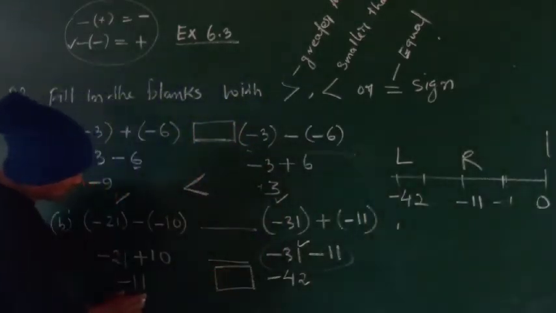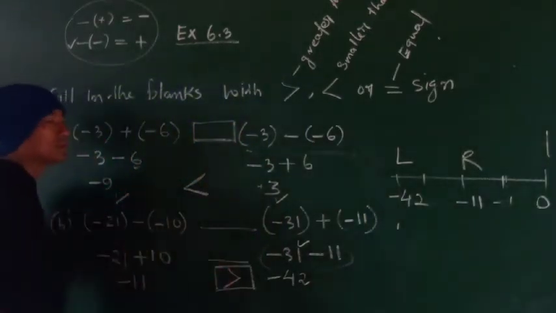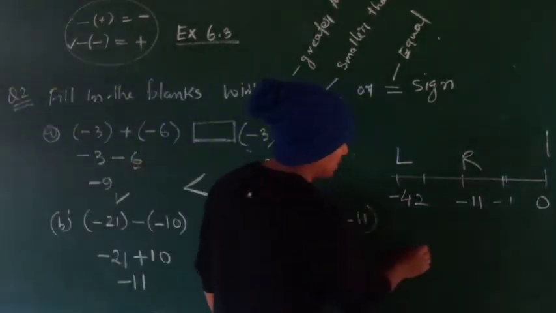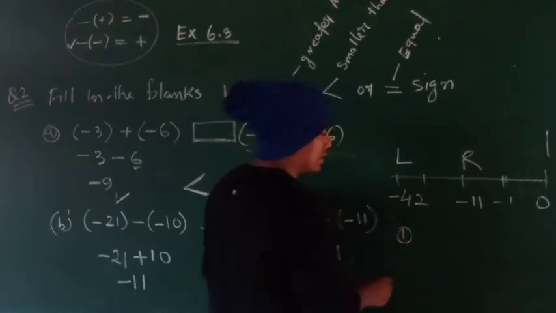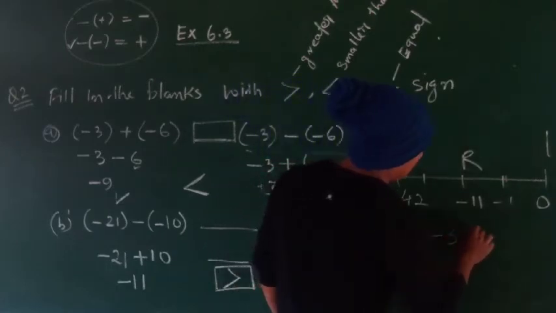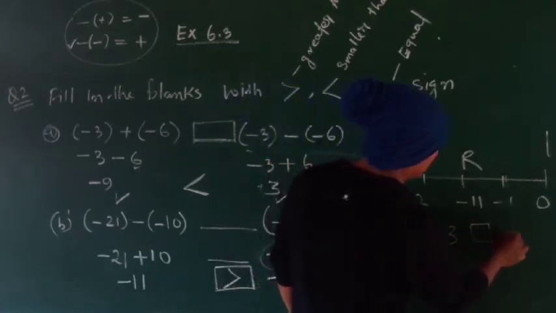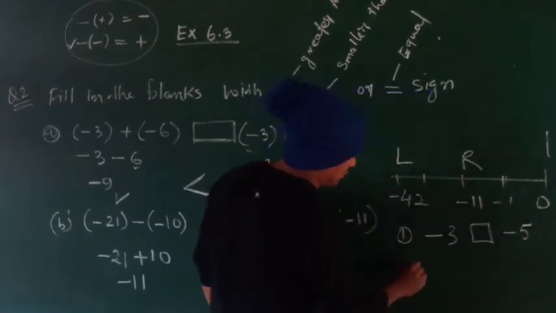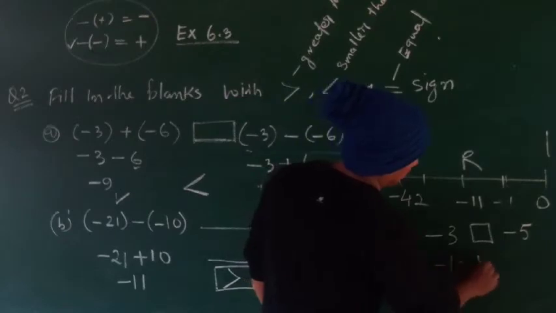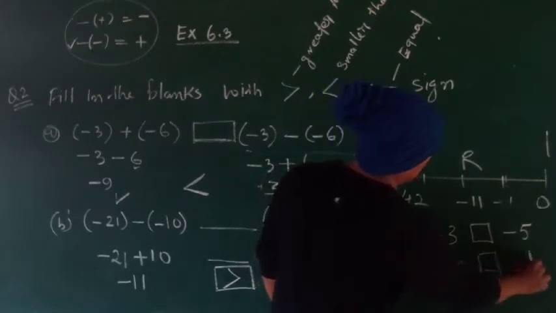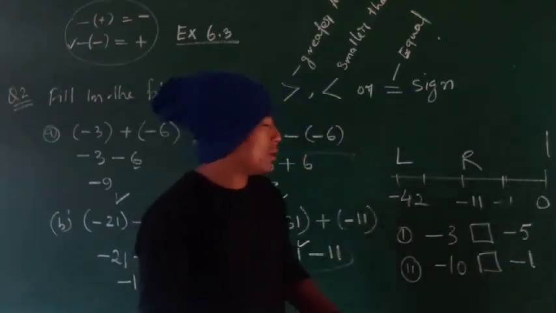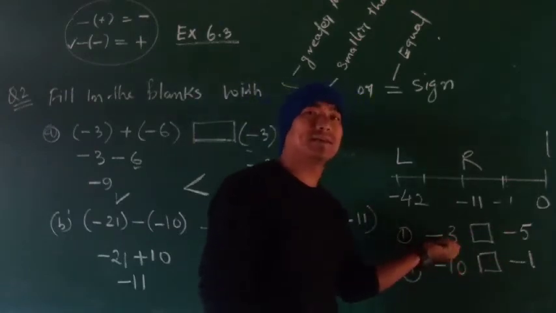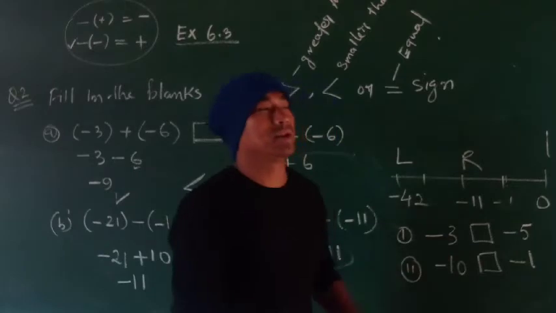That means minus 11 is greater than what? Minus 42. So one important simple thing you understand: whenever the comparison is among negative integers, let's say this one here like this, then what happens? If both are negative, then the one with the smaller number has the greater value.